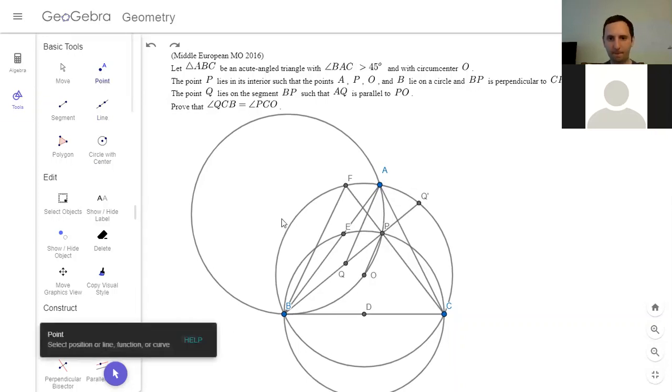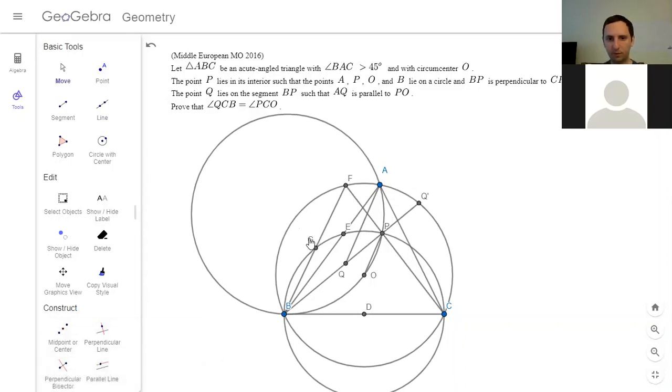So yeah, I'm thinking, where do we use that this passes? So we want to use that OF is equal to OB. I'm sorry, we want to use that OA equals OB. AQ is parallel to PO.